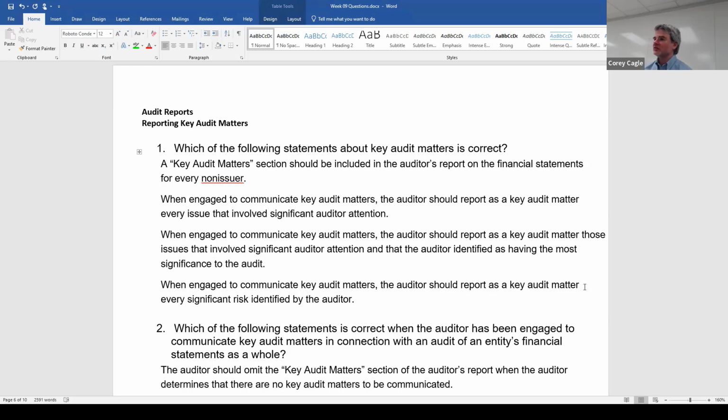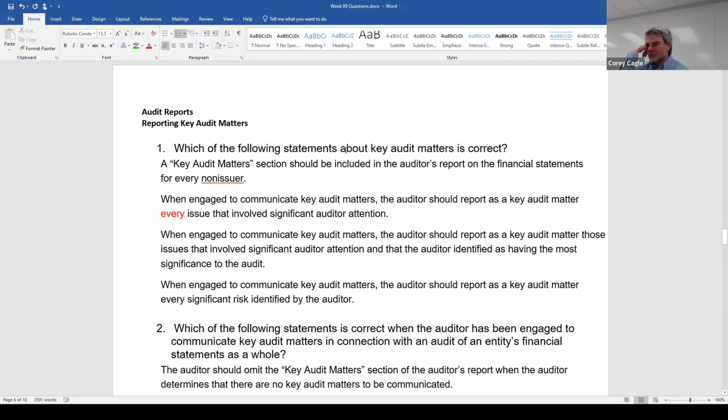And that's not true. It's just if they're engaged to, right? It's a separate engagement. So no, it's not a standard. Everybody gets this. B says when engaged to communicate key audit matters, the auditor should report as a key audit matter every issue that involves significant auditor attention. We know from taking tests that that's not going to be right. Every makes that wrong, right? So no, because of that.